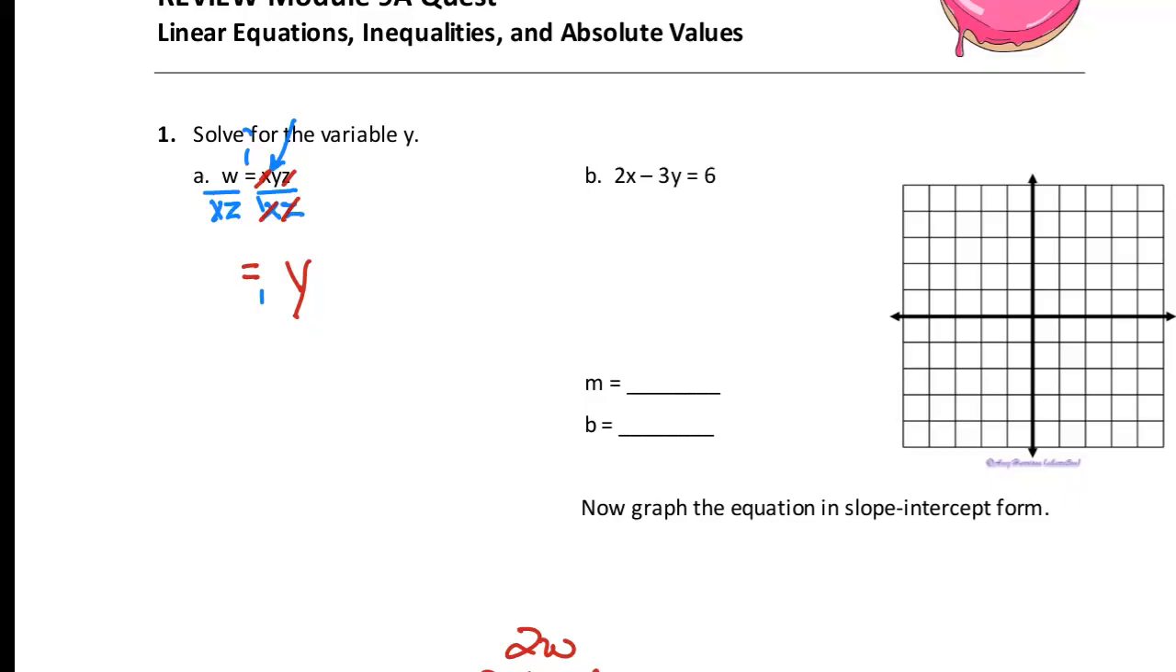y equals, and can I do anything? Can I simplify w divided by xz at all? I have no idea what those numbers could be. So I just need to leave it as it is, which is w divided by xz. And that is your answer. Okay?